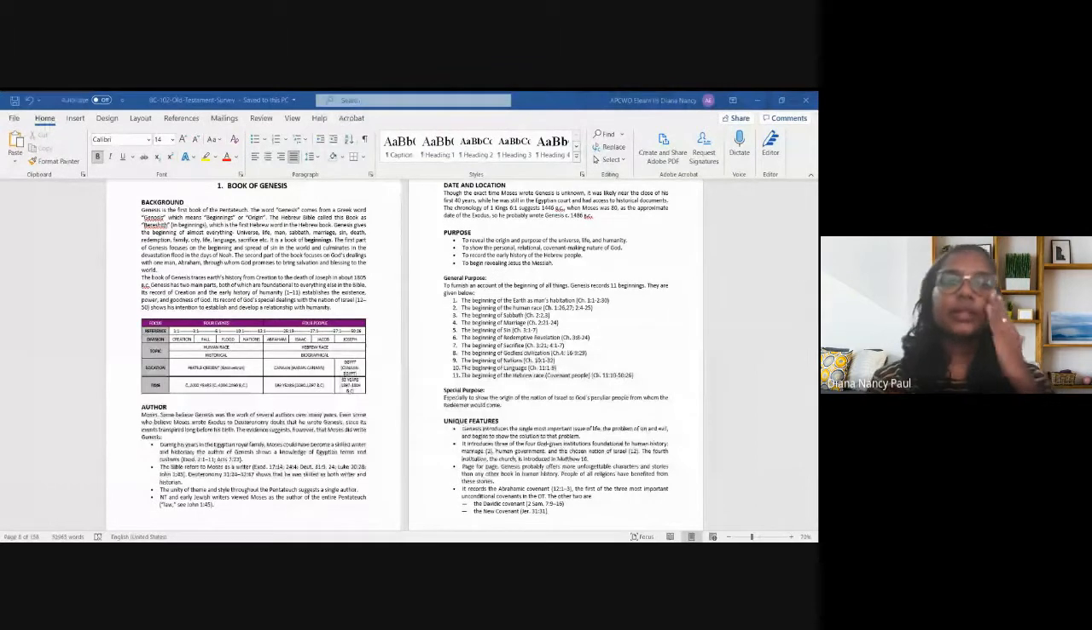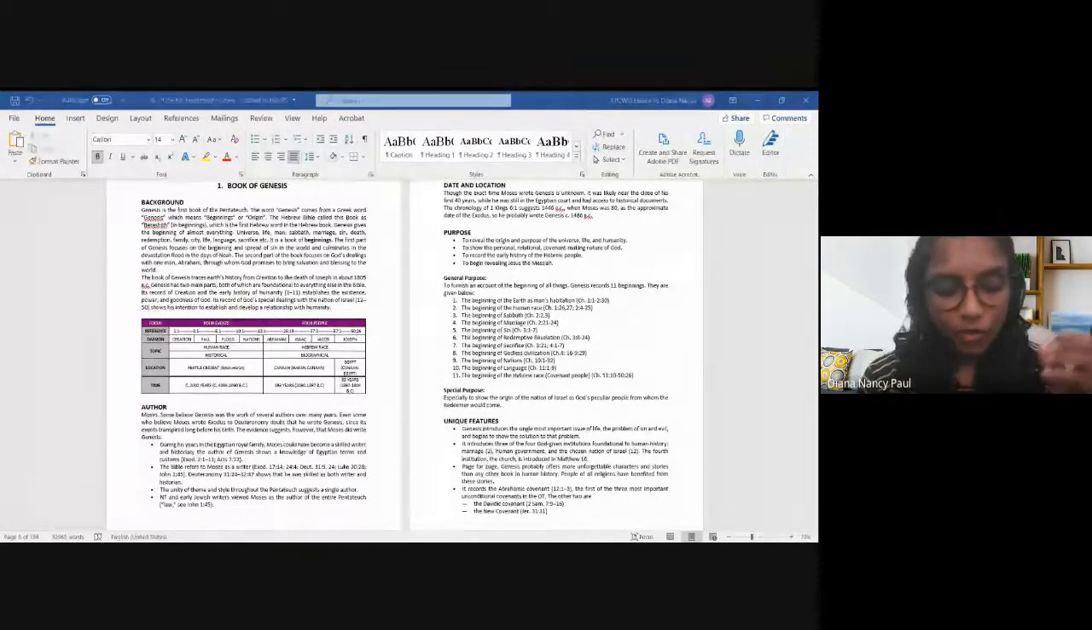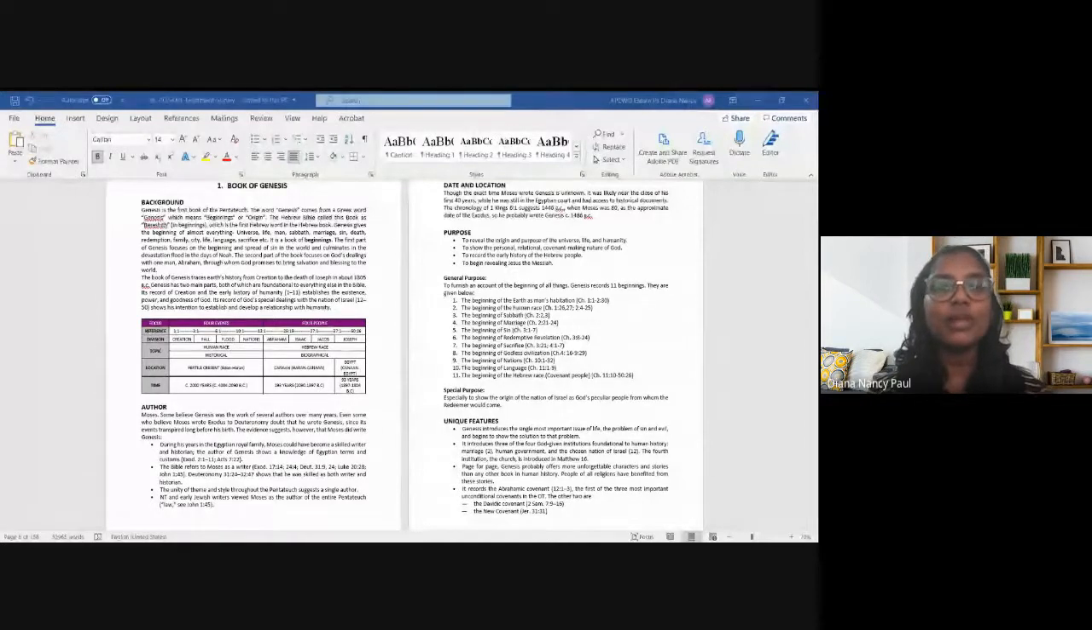Okay, the introduction of the book of Genesis. Before we start, the first five books of the Bible are called the Pentateuch. The Pentateuch is derived from a Greek word, which simply means the five books or the five scrolls. The Jews refer to them as the Torah, or the law. The first five books can be divided into unequal parts, the first part being Genesis, and the second part being from Exodus to Deuteronomy.